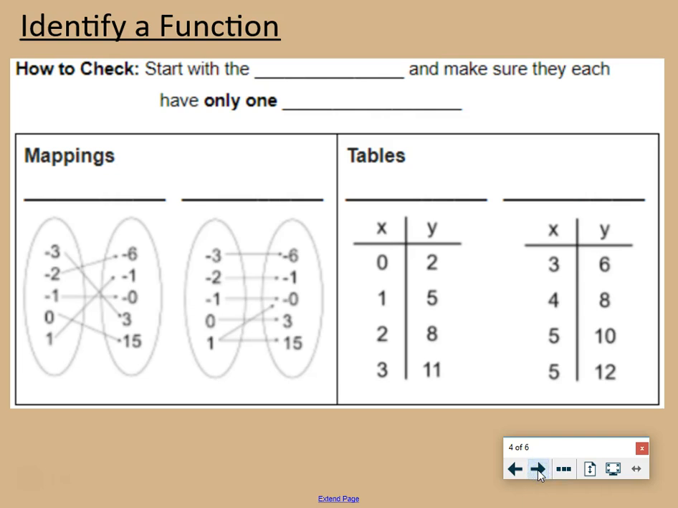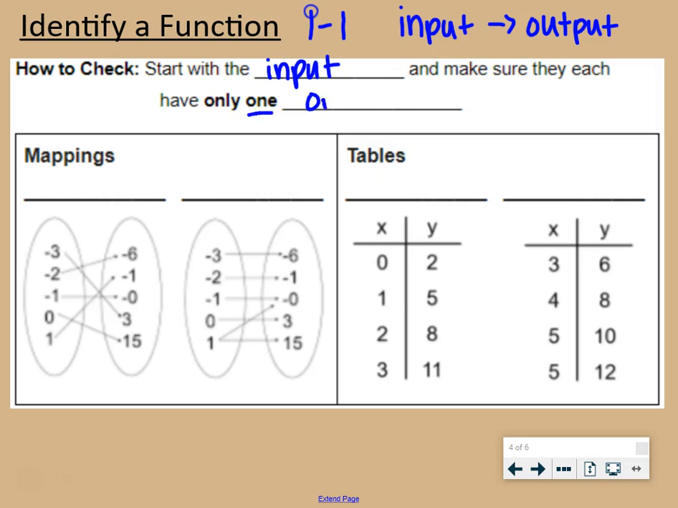Next piece is identifying a function. Now a function is a one-to-one mapping. It means each input can only be mapped to one output. Alright? So to check, we have to start with the input values and make sure that they only have one output. That's how we check. So we always start with the input and we check to make sure they only have one output. So if we look at this, these are mappings, so they map your inputs to your outputs.